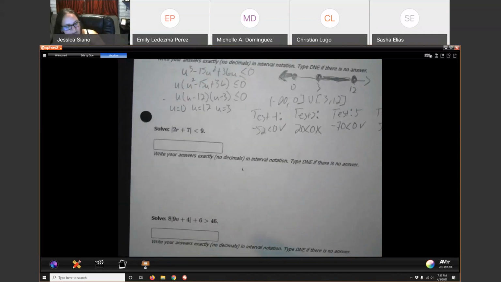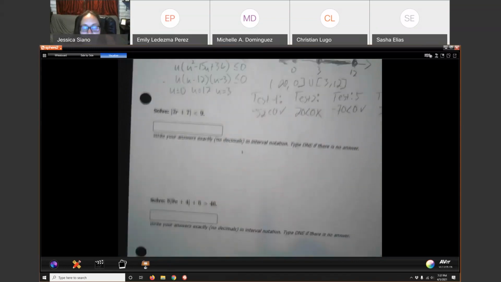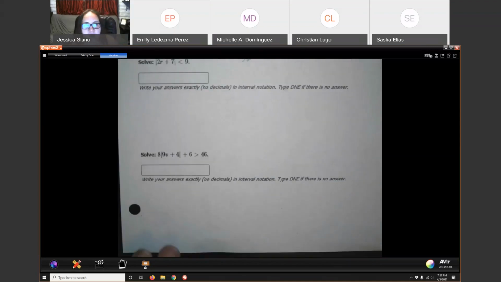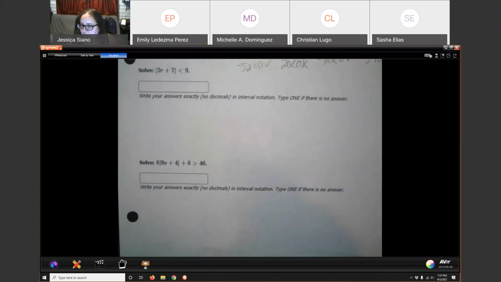We've done absolute value inequalities before, but it's been a while. So let's review our rules. First of all, you should always isolate your absolute value sign first, which was done for us here on the first example, but not on the second. So we don't have to do any extra steps on the first. My absolute value is already isolated.